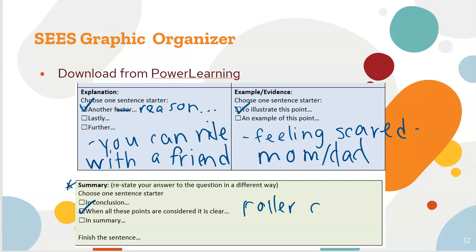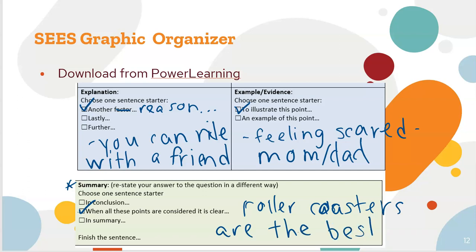Roller coasters are the best theme park ride. I'm running out of room. All right, when you have your statement, 3 explanations and examples, as well as a summary statement, you have completed your C's graphic organizer. We will be writing this paragraph tomorrow.